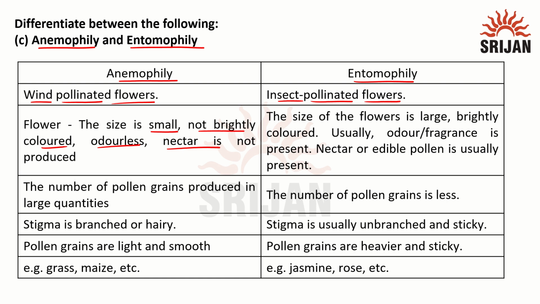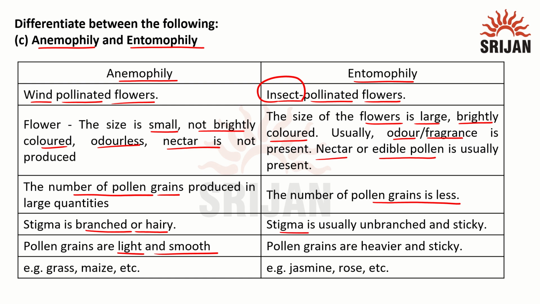Entomophily, on the other hand, has to attract insects, so the size of the flowers is large and brightly colored. It usually has odor or fragrance, and nectar or edible pollen should be produced. Anemophily has to produce more pollen grains compared to insect pollinated plants. And stigma in anemophilous is branched or hairy, so it can catch the light and smooth pollen grains very easily.